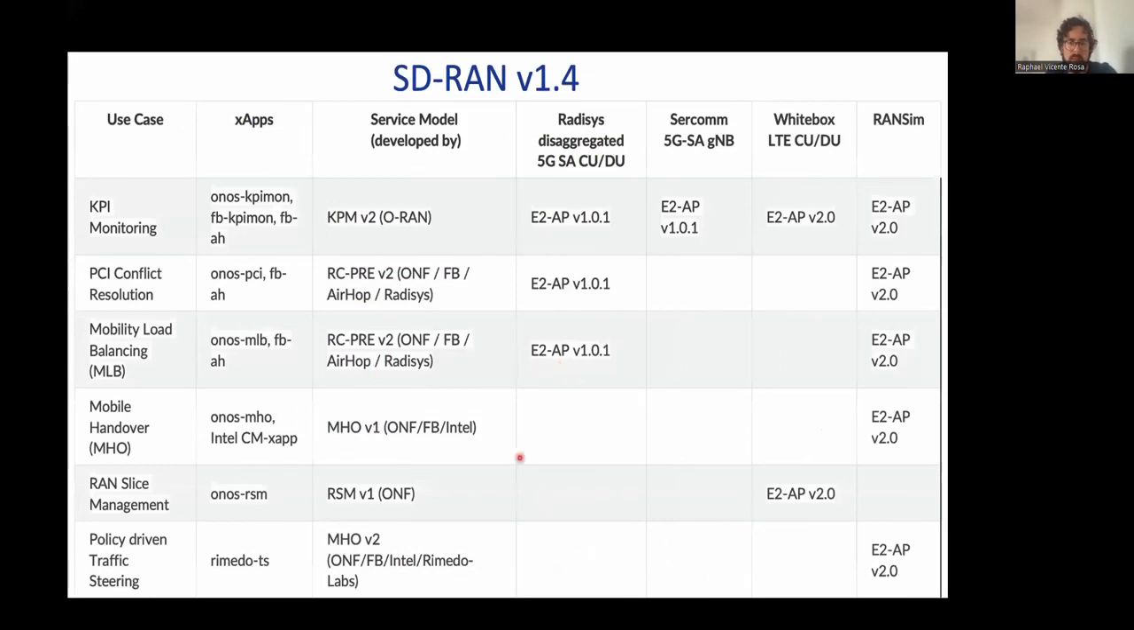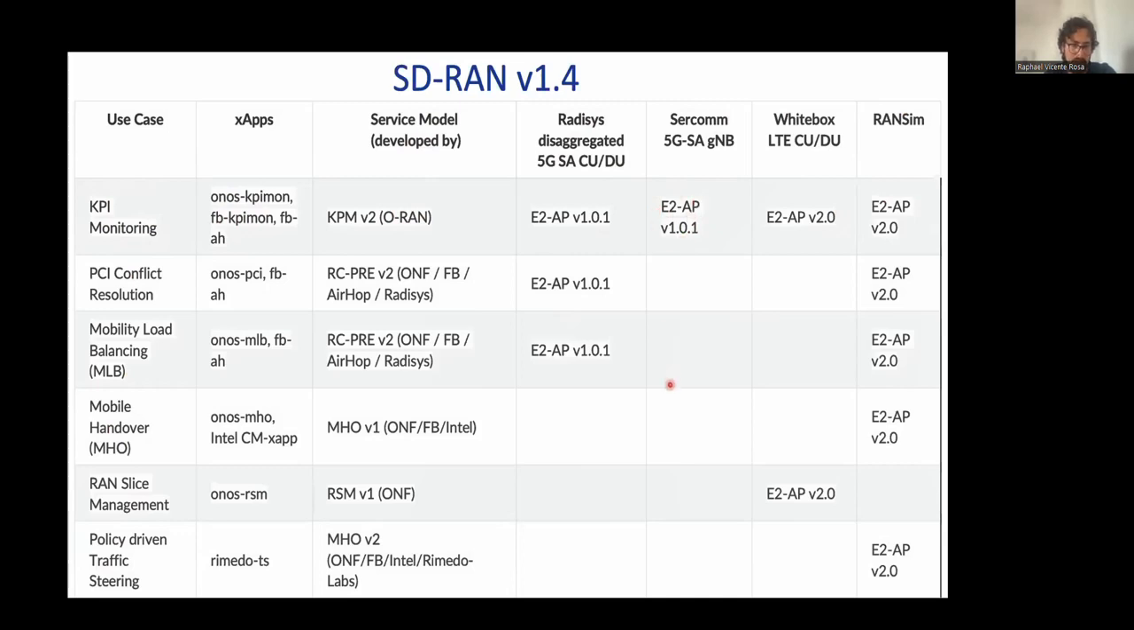To give a summary of what was implemented and the integration aspects, for each one of the use cases that we have here on the left side, we have the definition of the xApps that enable this use case using the service models and by whom those service models were defined, with which components they were integrated, and the E2AP version of the protocol that it was integrated with.